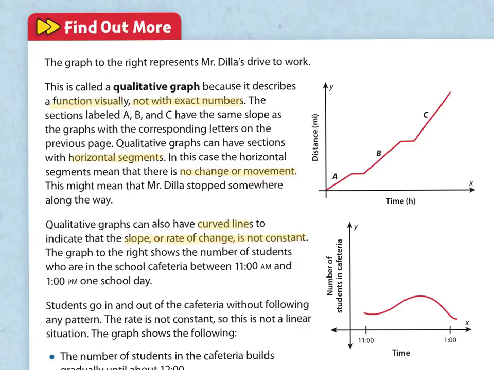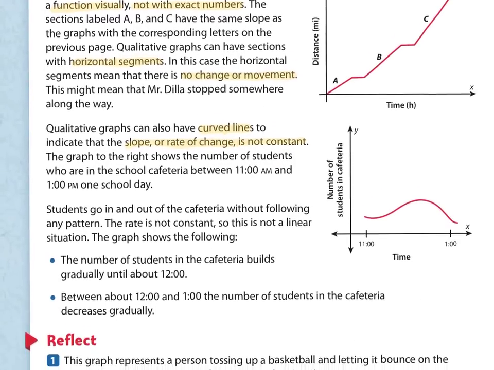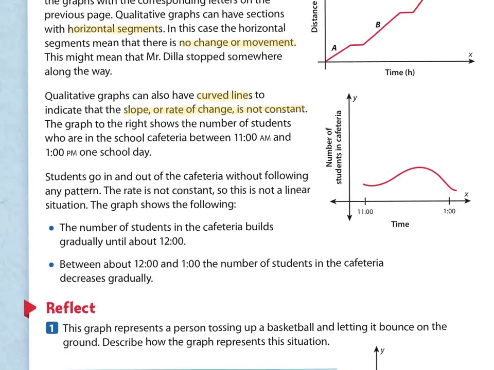And then the graph on the right shows the number of students who are in the school cafeteria between 10 a.m. and 11 a.m. and 1 p.m. on one school day. So you're going to see that is not a constant increase and constant decrease. It's just going to be a fluctuation of numbers. So it goes up and it goes down.